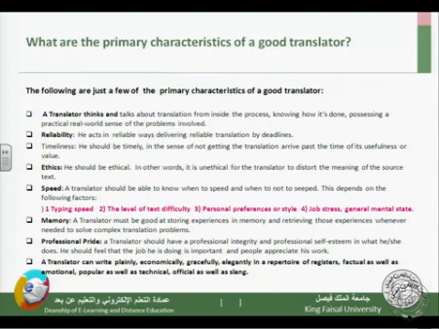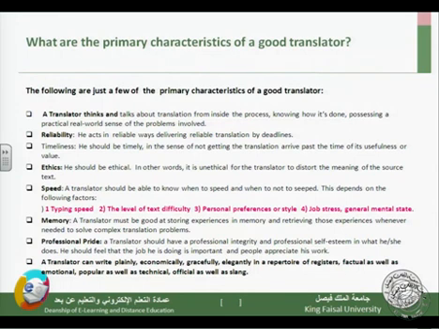Ethics are very important for a translator. He should be ethical. In other words, he should have some morals. In other words, it is unethical for the translator to distort the meaning of the source. It is unethical, it is not moral to change the meaning of some translation, or to distort it, to damage it, just to serve your own purpose. So you have to be really trustworthy for any translation given to you to do.